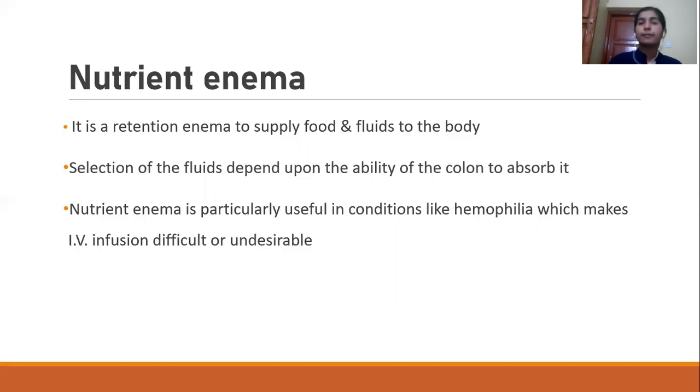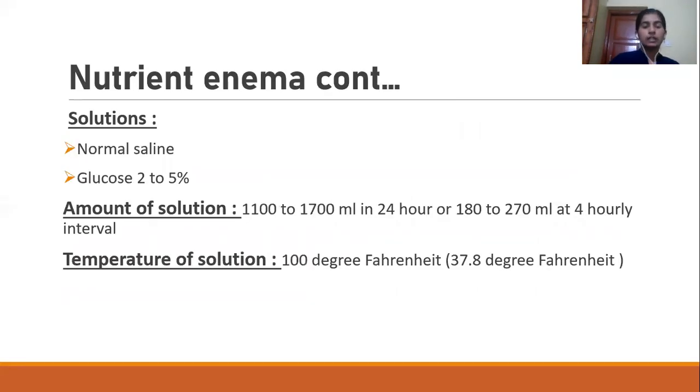Usually, if the patient is NPO, if the patient can't take orally, that time we will start with a parenteral solution, so parenteral administration of fluids or nutrients. But in conditions like hemophilia, both are difficult. That time we can start with the nutrient enema. So here also they will absorb the nutrient contents. So this is all about the nutrient enema.